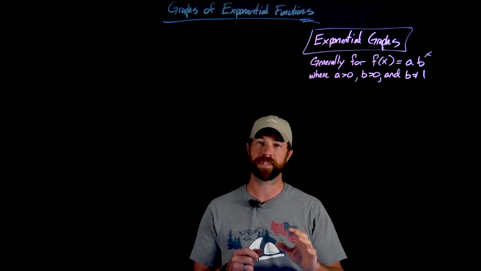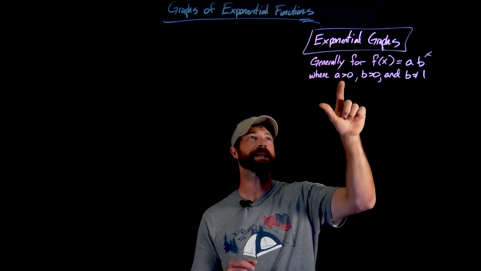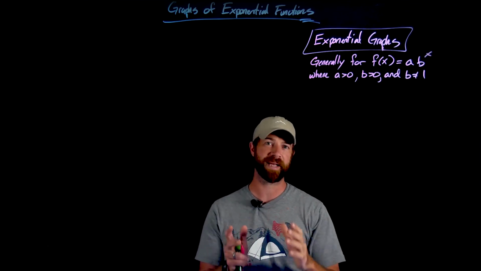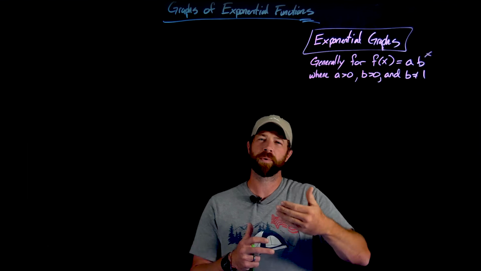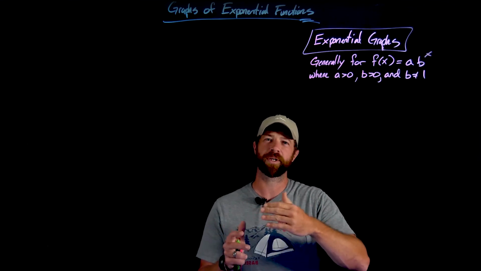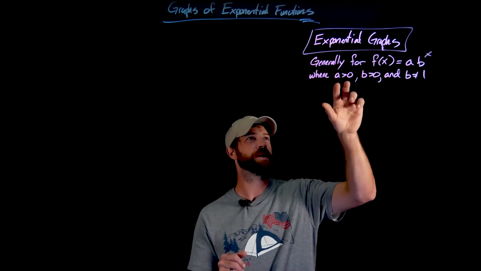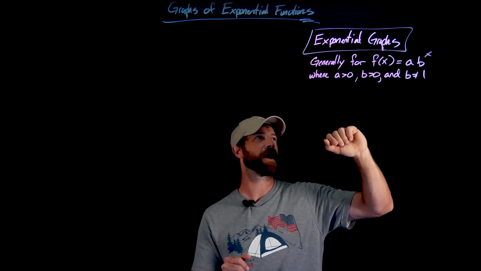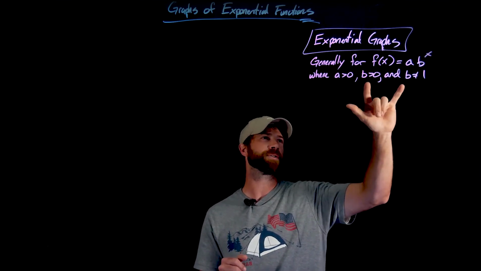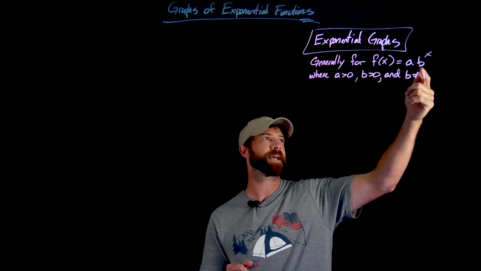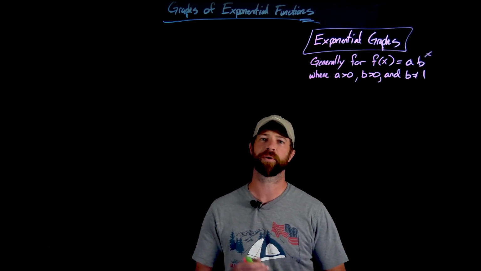As I throw through some details here, importantly, I'm only going to consider where a is positive. A could definitely be negative, but we'll think about that in a future video and talk about that as a vertical flip, as a transformation. So let's consider only a positive here. B then also always has to be positive for an exponential, and it can't be 1, or again, it's a constant function.